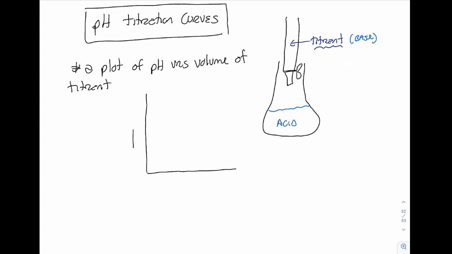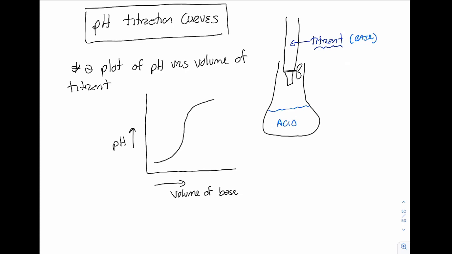I have pH on my y-axis. And then in this case, it's going to be volume of base on my x-axis, because that's what my titrant is. Again, we're going to start out acidic. So we're going to start out down here with a low pH. And then we're going to increase gradually. At some point we make a bigger jump, and then we kind of level off again. So this is what a typical titration curve would look like.